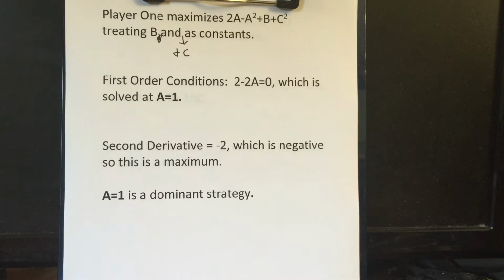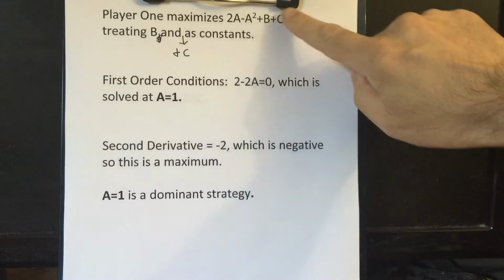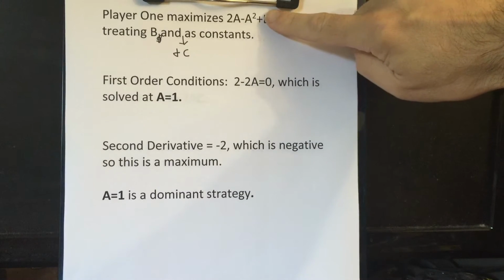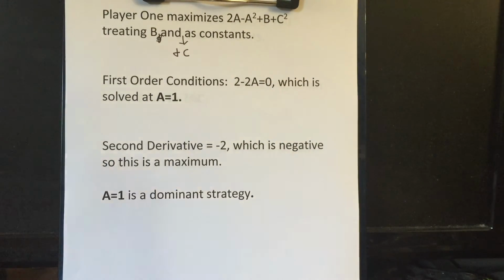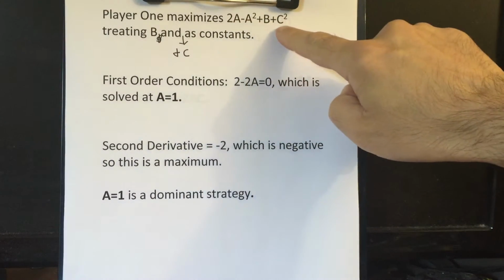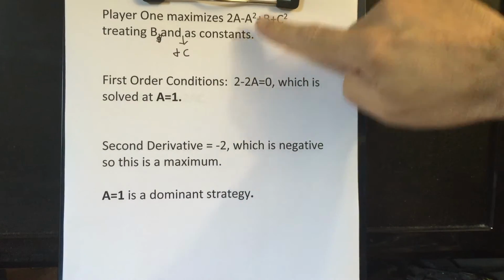Yes, what the other players perceive I'll pick as A might influence B plus C squared, but what I actually pick as A can have no influence over B plus C squared. So when player 1 maximizes his payoff, he'll ignore this when deciding his optimal strategy. And that's what the rules of calculus say. If B plus C squared are constants, this goes away.